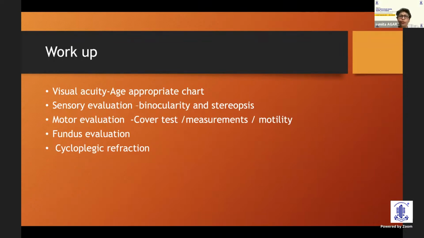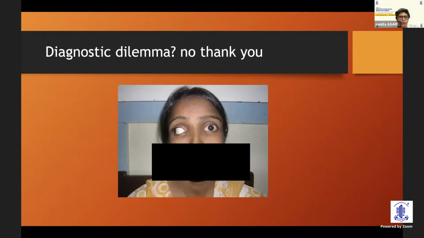Sensory evaluation, some authors put it, should be done before even a cover test. But if it is not practical, you can do it in any order. Motor evaluation basically consists of cover test, measurements, and looking at the motility. No exotropia evaluation is complete without a fundus evaluation as well as cycloplegic refraction. So a comprehensive eye checkup is required for any strabismus entity, and more so in children with exotropia.